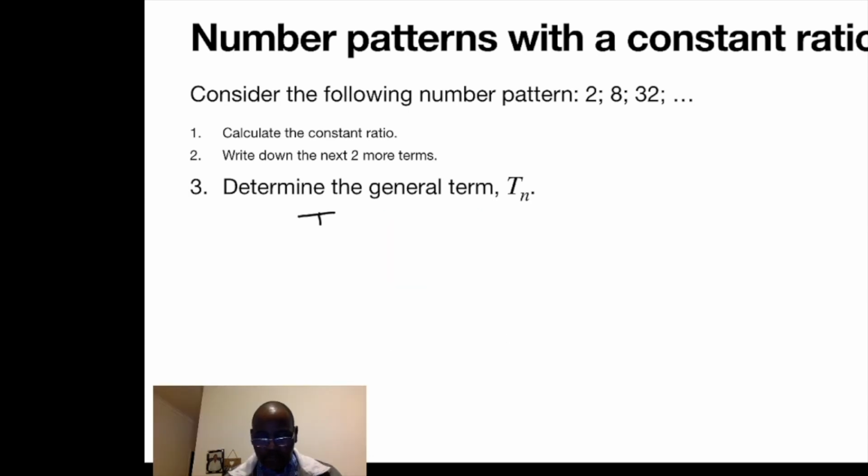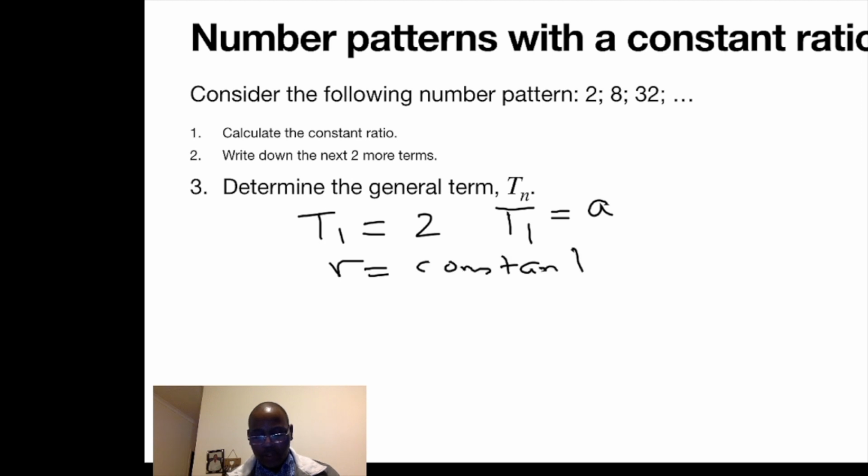The first term, T1, is equal to 2 in this example. For number patterns, we also write the first term as A, so T1 is equal to A. So from now onwards, we can use A instead of T1. And the constant ratio is called R. This is your constant ratio. Remember, in our example, the constant ratio is equal to 4, and our A is equal to 2.